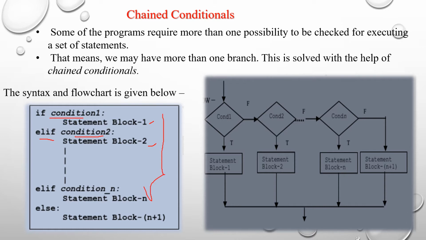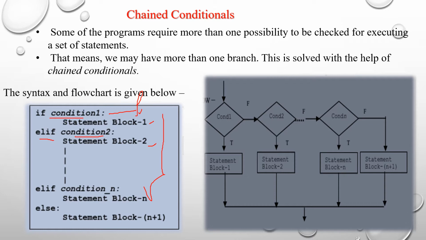So here if condition 1 is true, block 1 is executed, and if condition 2 is true, block 2 is going to be executed, and if condition n is true, block n is going to be executed. Here, if all the conditions are false, the statement block n plus 1 is going to be executed.